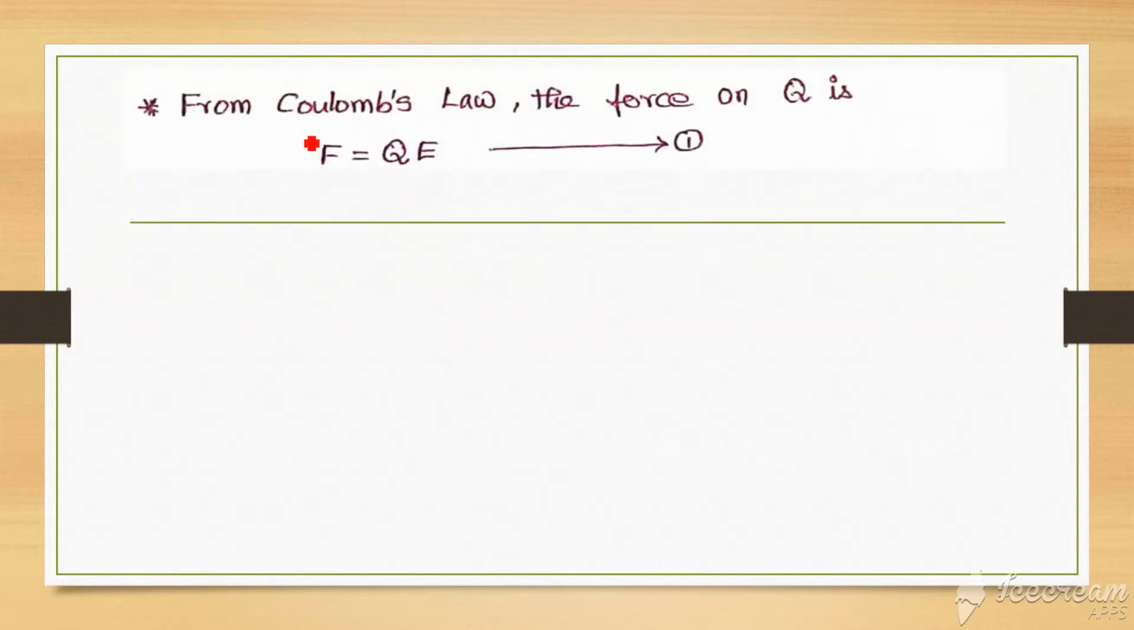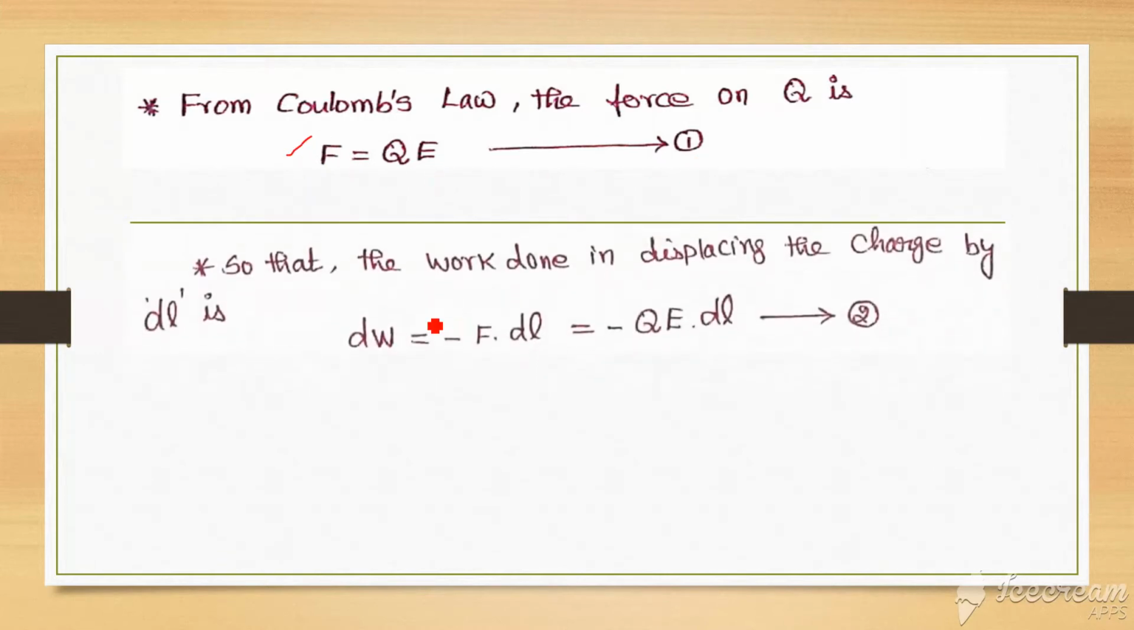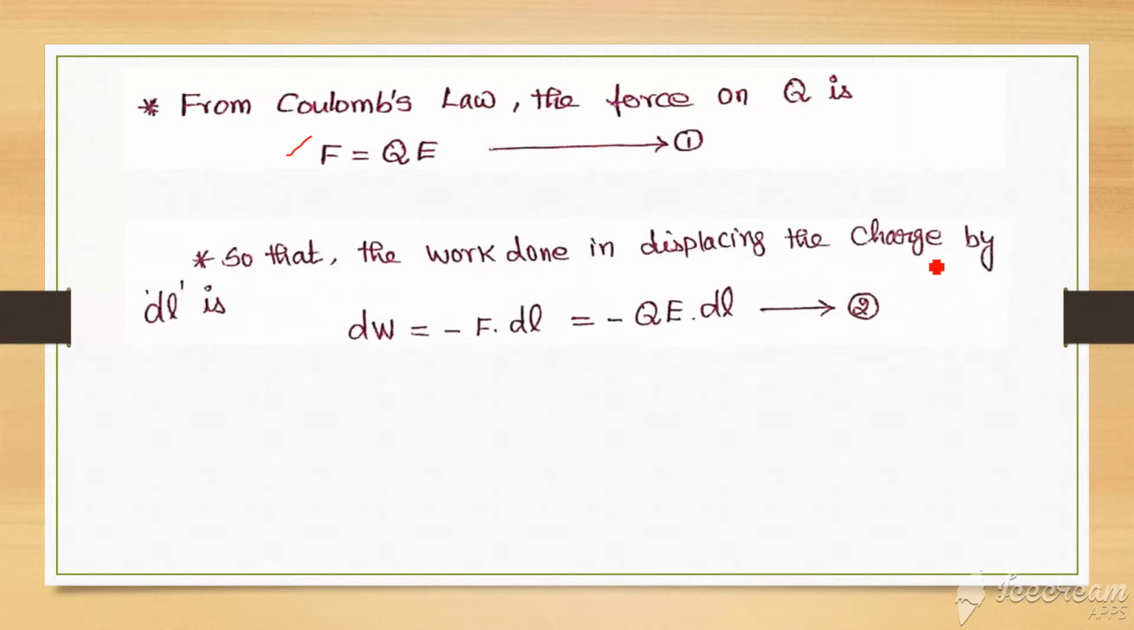So next one, from Coulomb's law, the force on Q can be written as follows. We already discussed that from Coulomb's law the force F is equal to Q into E. This is taken as equation number 1. So the work done in displacing the charge by dl length is given by dW is equal to minus F dot dl. Again F is replaced, from equation 1, by QE. This is considered as equation number 2.